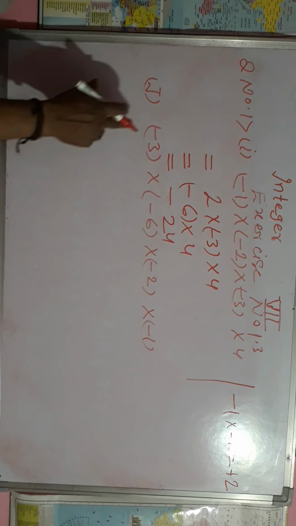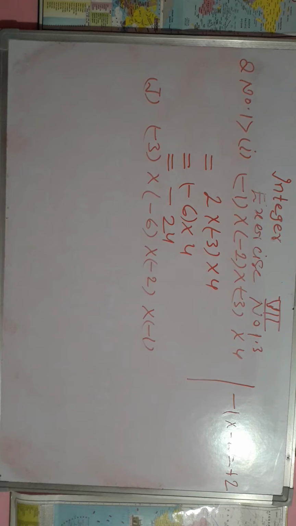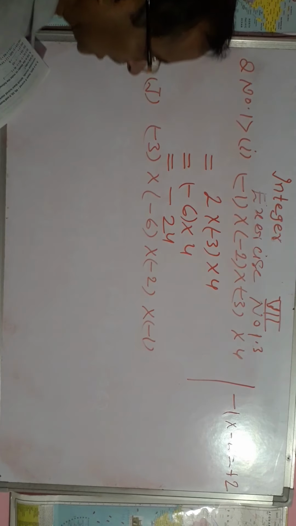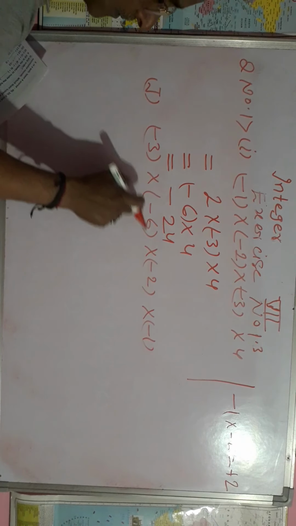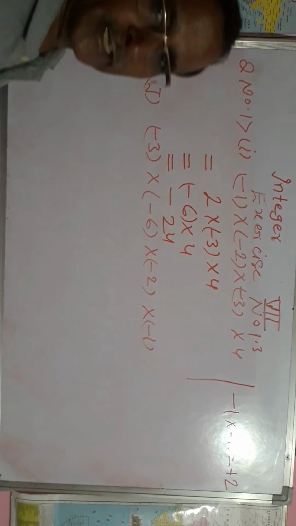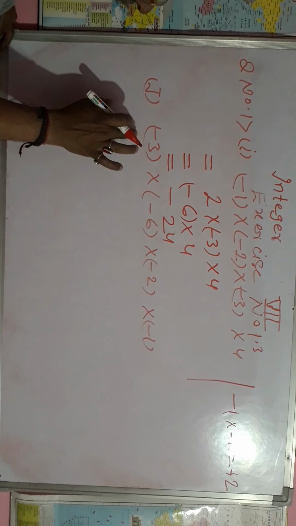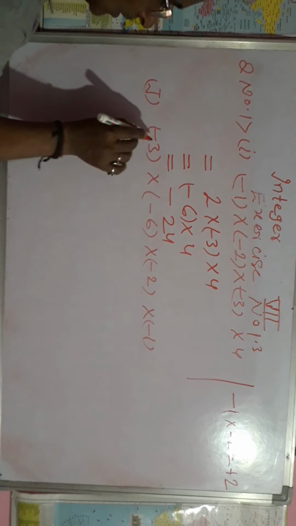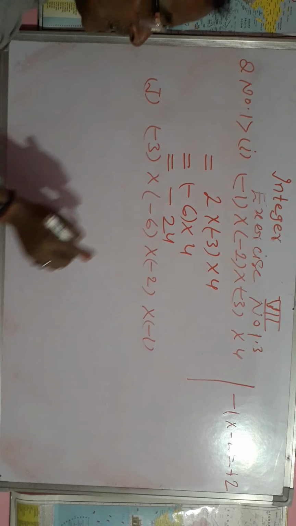Now another question of question number 1, part J. Also we have to multiply minus 3, multiply minus 6, multiply minus 2, multiply minus 1. Here, first of all, minus 3 multiply minus 6. We will multiply both, minus multiply minus.